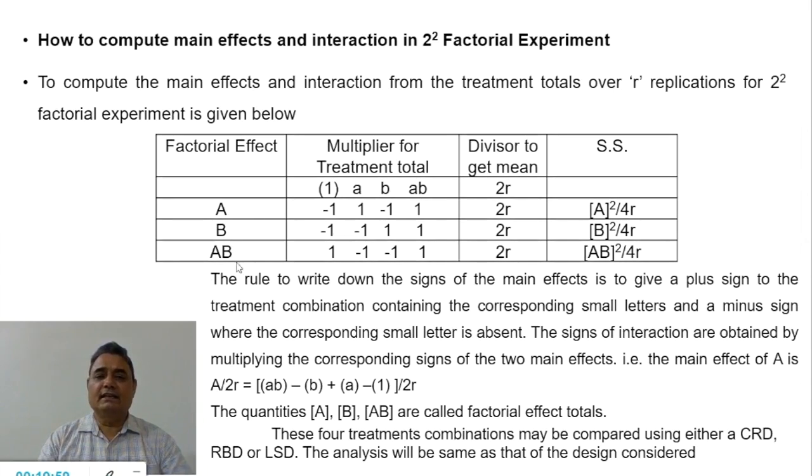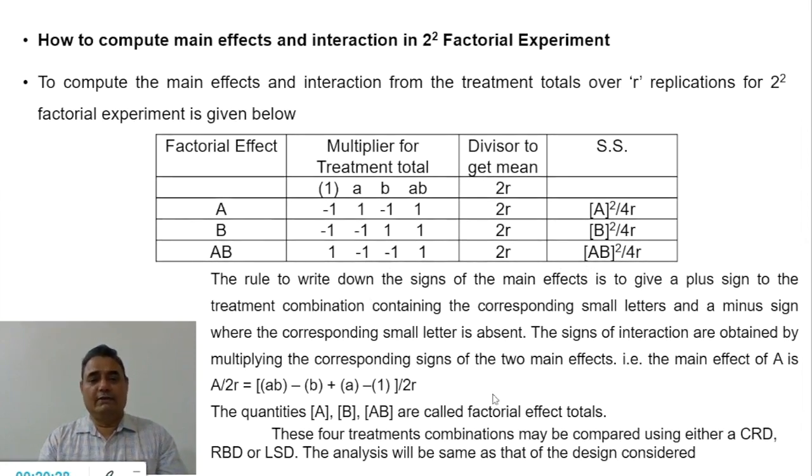AB interaction can be estimated by multiplying 1 with [1], 1 with [ab], minus [a], minus [b], plus [ab]. And once you estimate AB, then take the square of this and divide it by 4R. You are able to find out the sum of squares due to this interaction effect.